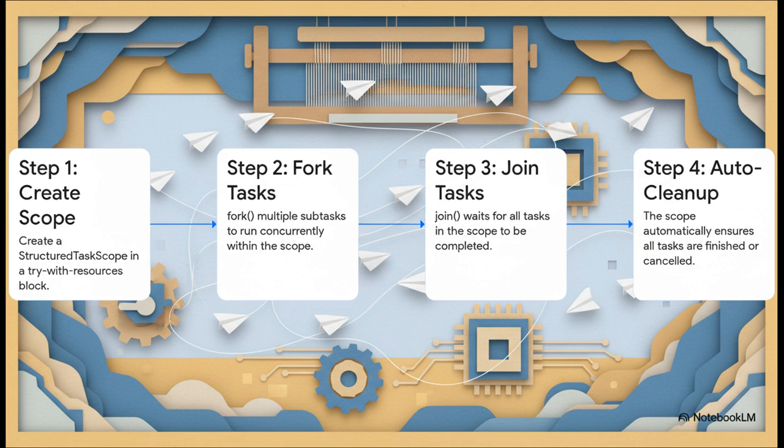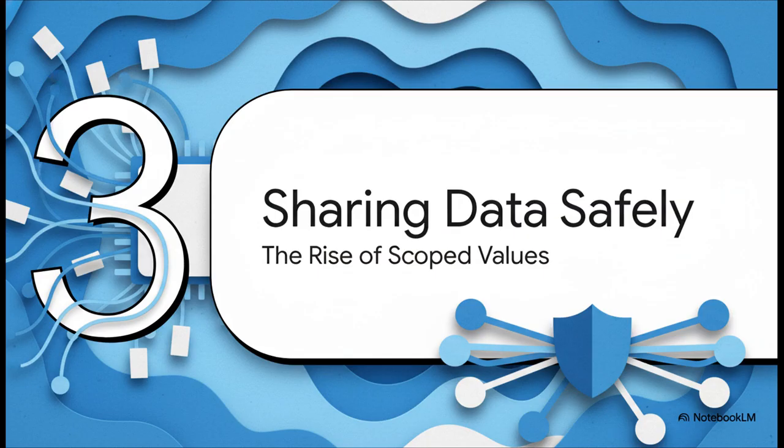Then your main thread calls join and just waits for them all to come back. The best part? The code reads from top to bottom, just like simple sequential code. But behind the curtain, all that work is happening in parallel, and all the messy management is just handled for you. It's beautiful.